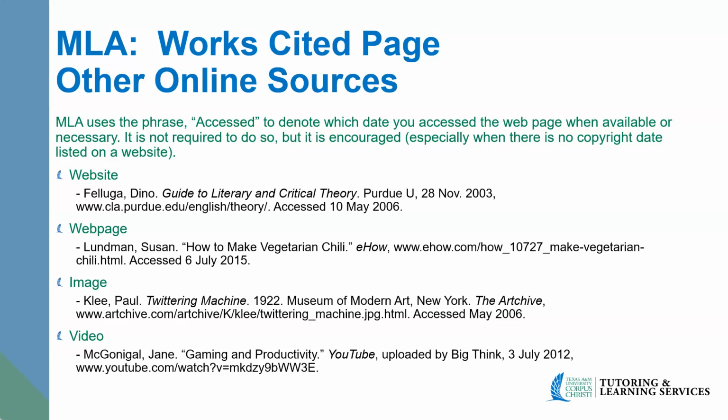Lastly is going to be the video example. So we have last name, first name. The videos will be put in quotation marks, not italics. So as you can see, "Gaming and Productivity" is going to be in quotation marks. Next is going to be the source where you found it from. That's going to be YouTube, put in italics. You'll go and put the upload date. So it was uploaded by Big Think. Those are the people who uploaded it to YouTube. And then next you're going to have the date, which is 3 July 2012. In this example, though, there is no access date.